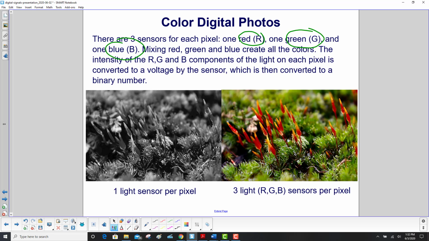So for black and white, we had 1 light sensor per each pixel, it was either light or not. In color, we have 3. And when you mix them all together, you get the real color of the object.